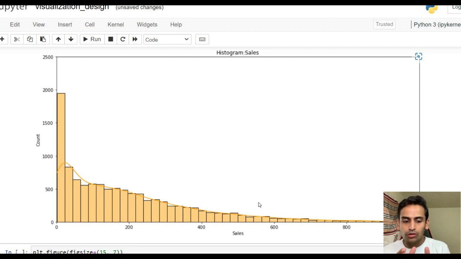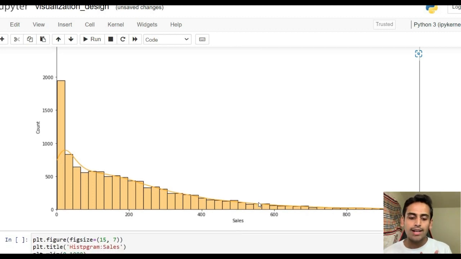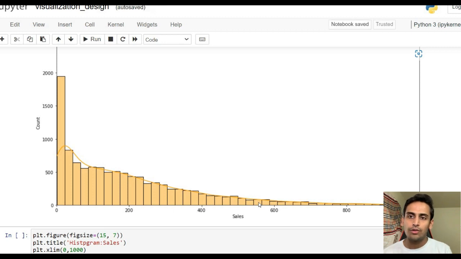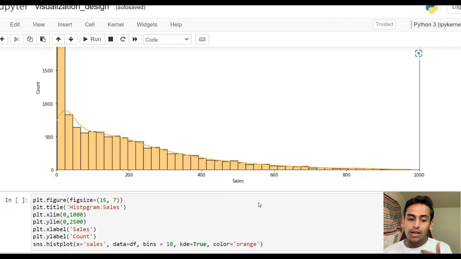So this looks like a right skew graph. It's not like a normal distribution or a bell curve. It's more like a right skew. So in this way, I can understand how the sales distributions are happening across different bins.